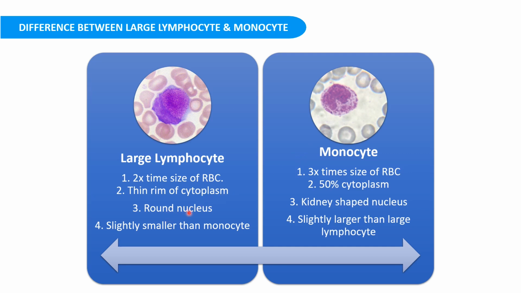Another, third difference is the nucleus shape. If the nucleus is round, it is a large lymphocyte. If it is bean shaped or kidney shaped, then it is a monocyte. But this nuclear shape is not very important, because when you make a smear, a kidney shaped nucleus may become round. So it is not given much importance, but in the majority of cases a kidney shaped nucleus is a monocyte and a circular nucleus is a large lymphocyte. The main difference is the cytoplasm. If there is less cytoplasm, it is a large lymphocyte. If there is more cytoplasm, it is a monocyte. These are the differences between the large lymphocyte and monocyte.